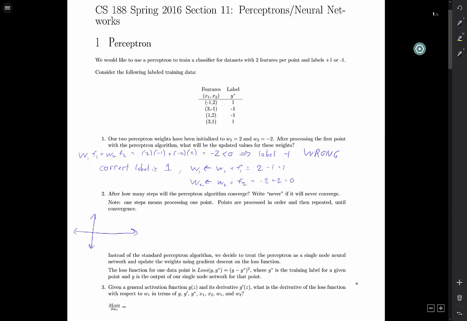If we draw a plot, and we'll do the ones as pluses and the -1s as minuses, then we'll get a plot that looks something like this. We get a plus here, a minus here, a plus here, and a minus down here. By looking at this, there's no single line in which all pluses are on one side and all minuses are on the other, which means that it'll never converge.